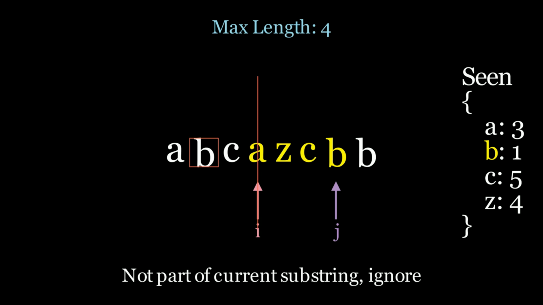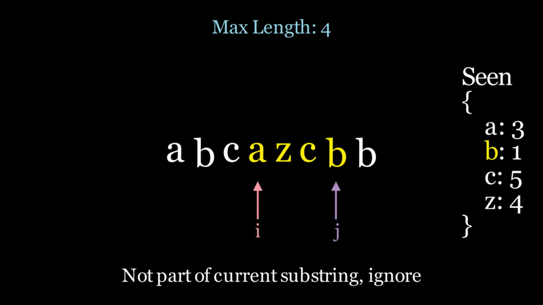The last time we saw b, it wasn't contained in this substring, right? And so there's no reason to move I. We're still a valid substring. And so you'll see how this looks in the coding implementation, but if we need to move I to a previous element that's less than I, we actually don't move it. We keep I at the current position.